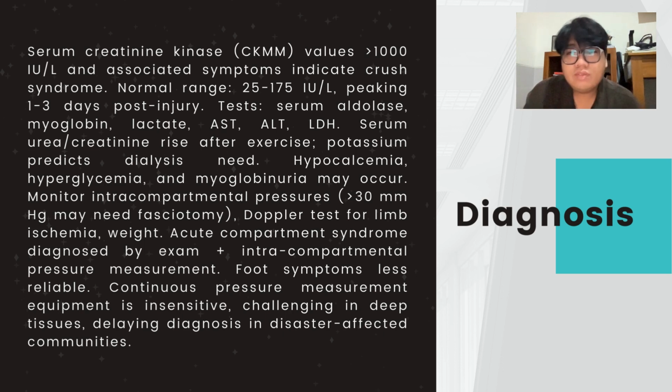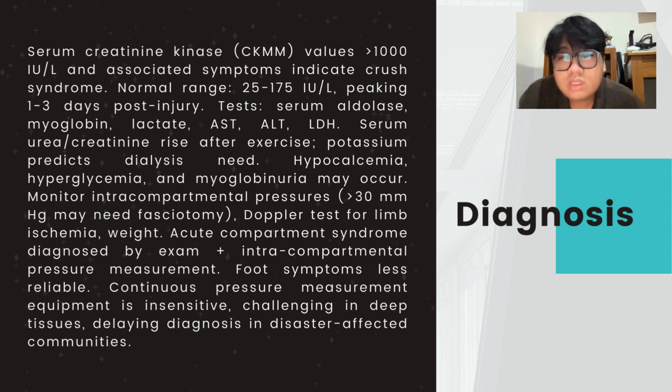Serum creatine kinase values of more than 1000 international units per liter, and associated symptoms, indicate crush syndrome. Normal range is around 25 to 175 international units per liter, peaking 1 to 3 days post injury. Tests are serum aldolase, myoglobin, lactate, AST, ALT, LDH, and serum urea or creatinine, which rise after injury. Potassium predicts dialysis need. Hypocalcemia, hyperglycemia, and myoglobinuria may occur.